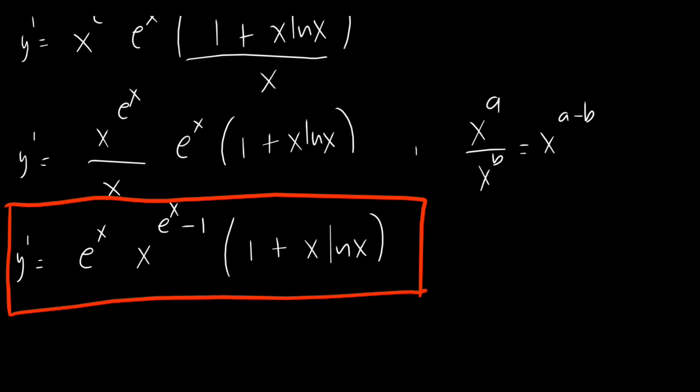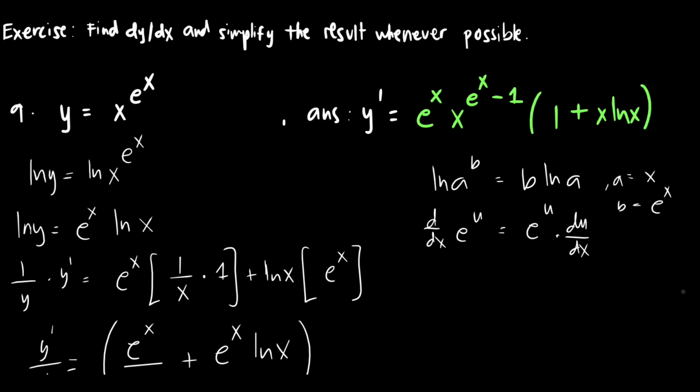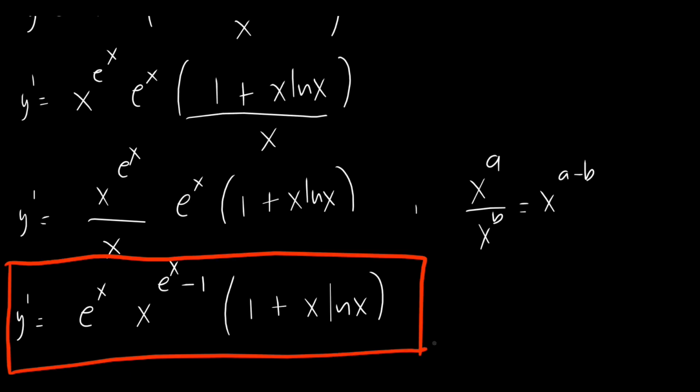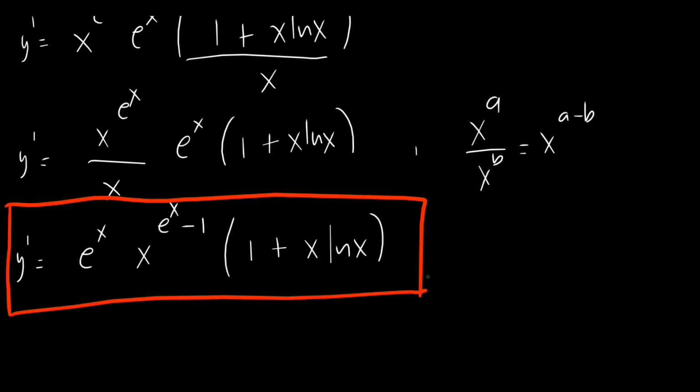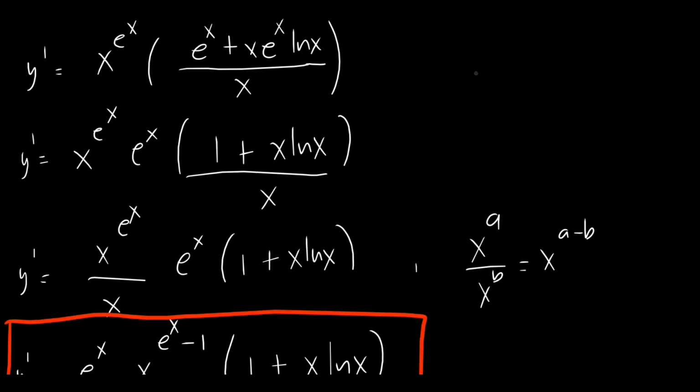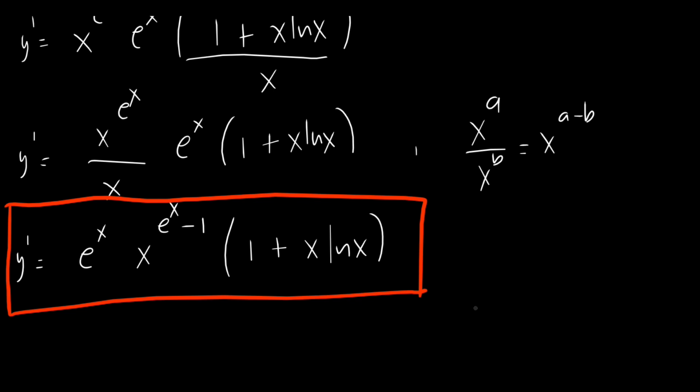Let's check if our answer is correct. e^x times x raised to (e^x minus 1) times (1 plus x ln x) times (1 plus x ln x). So our answer here is correct. Let's proceed to another number.